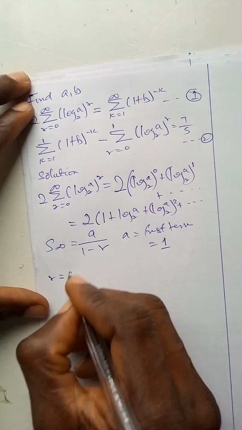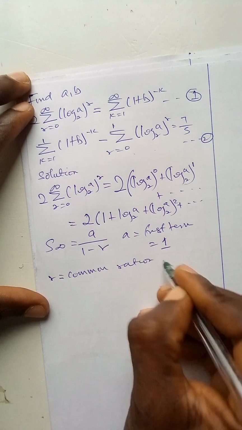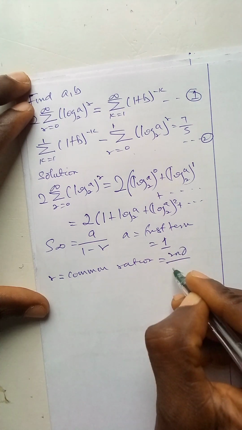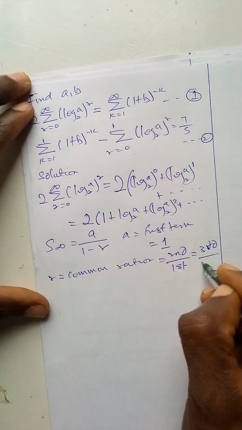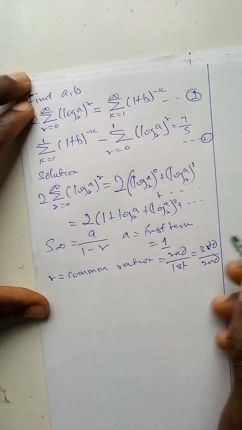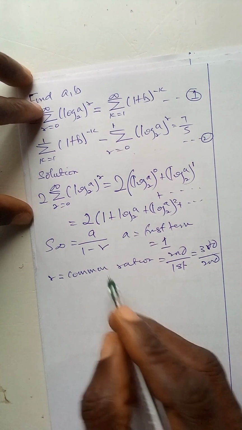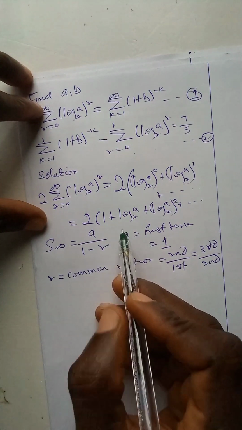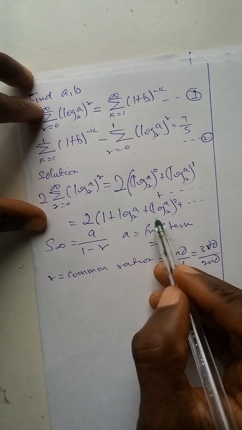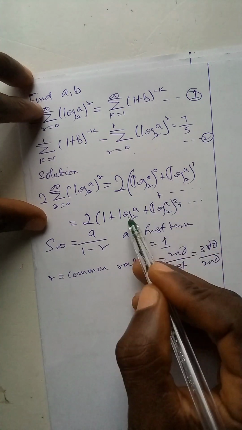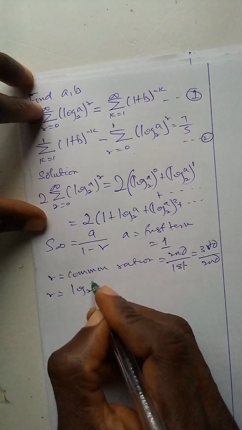Now, r is the common ratio. The common ratio is the second term divided by the first term, or the third term divided by the second term, or the fourth divided by the third, and we can continue indefinitely like that. So the common ratio in this case is log to base 2 of a divided by 1, or log to base 2 of a all raised to power 2 divided by log to base 2 of a, which is simply log to base 2 of a.